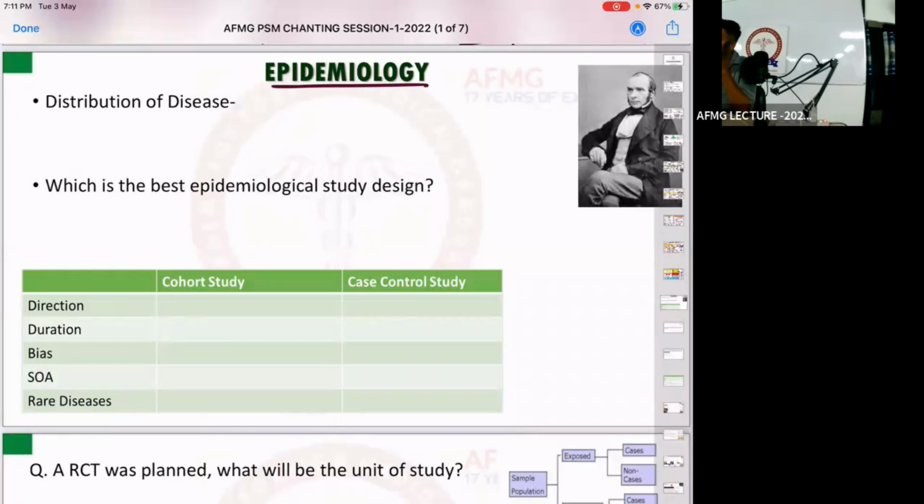Study of disease based on the determinant or the cause of the disease. And lastly, study of disease based on the frequency of the disease. So distribution, determinant, and frequency of the disease. Out of this, the most important is the determinant of the disease. Okay? So that is what epidemiology is.